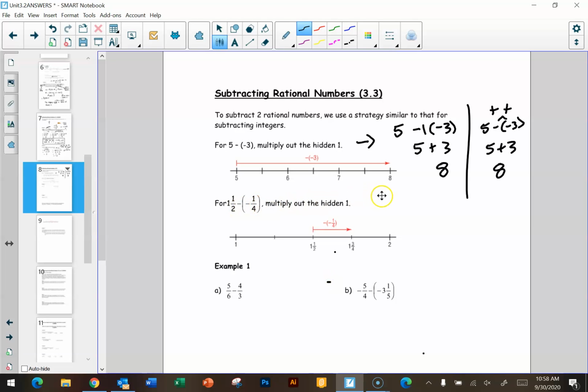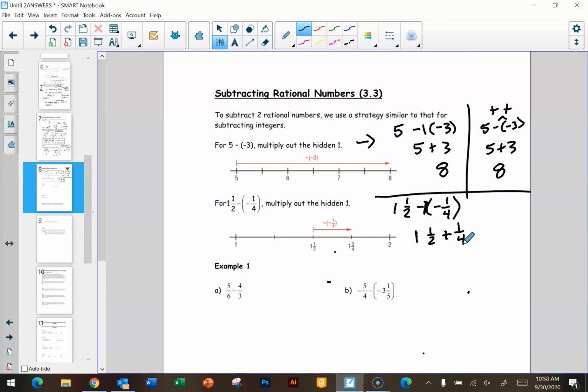For 1.5 minus 1.25, you can do the same thing. You can multiply out the negative number. So if we've got 1.5 minus a negative 1/4, that's the same thing as putting a 1 there. So that would be 1.5. Negative 1 times negative quarter, a negative times a negative is going to be a positive 1/4.